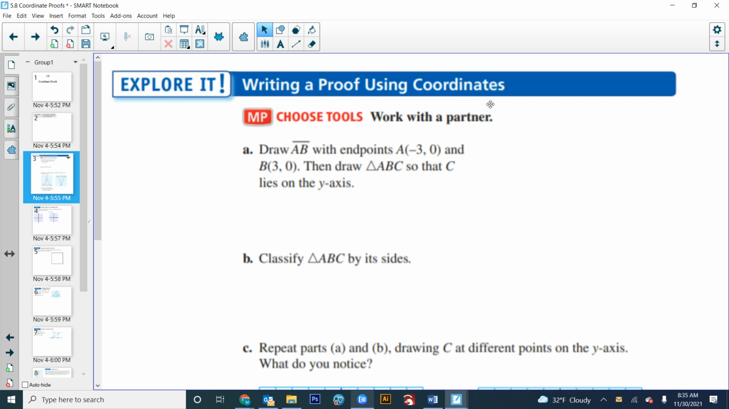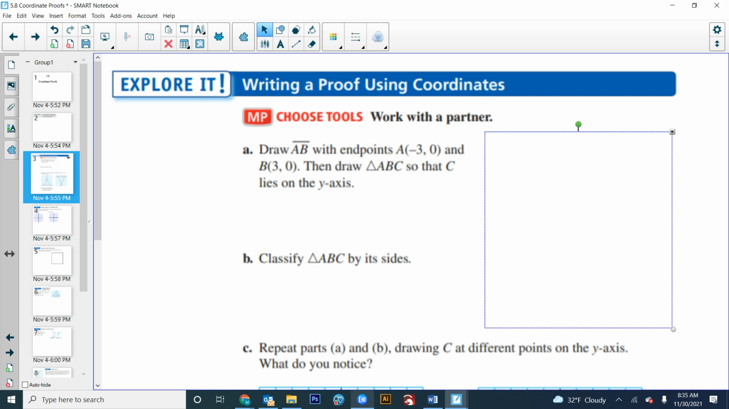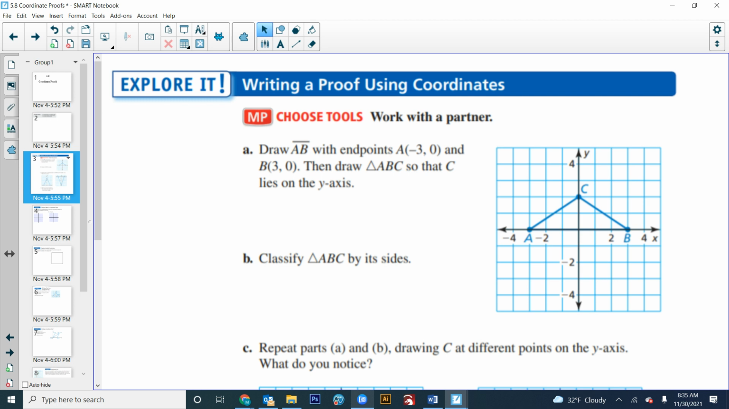So draw a triangle ABC so that C lies on the y-axis. How many of you put C on the y-axis above the origin? How many of you put C on the y-axis below the origin? Okay, that's fine. Either one's fine. Let's take a look. That's where this book puts it.